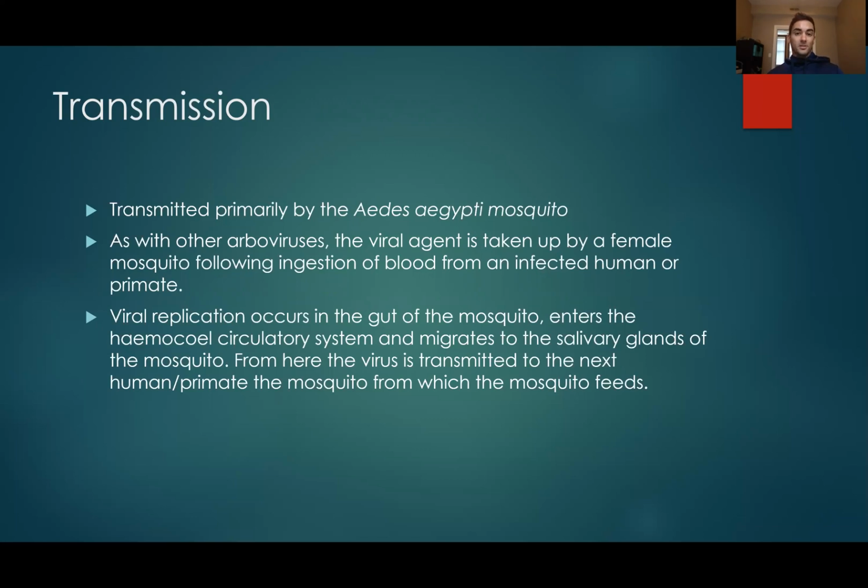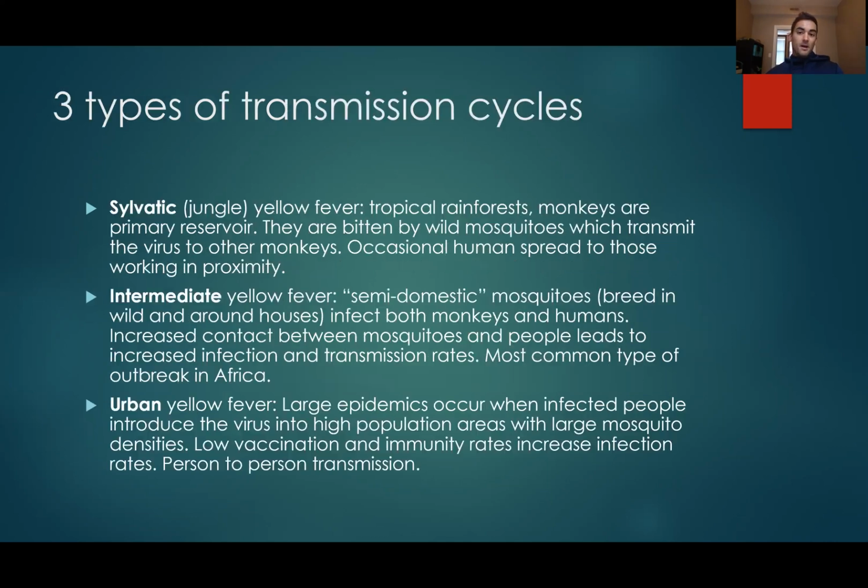The viral replication actually occurs in the gut of the mosquito, and then after replication, it enters the hemocoel, which is just a fancy way of saying the blood system or the circulatory system of the mosquito itself. It then migrates to the salivary glands, where it's stored until the mosquito feeds next on its next human or primate. During this feeding, it will transmit the virus into the next host. Now, that is the general transmission, how it actually works from the mosquito taking up the virus to transmitting it to the next.